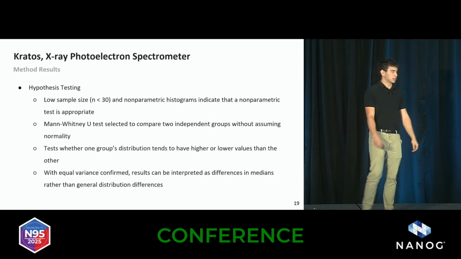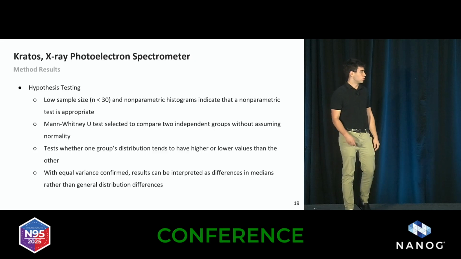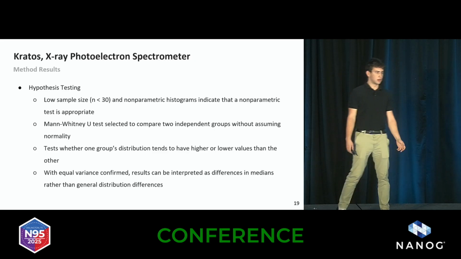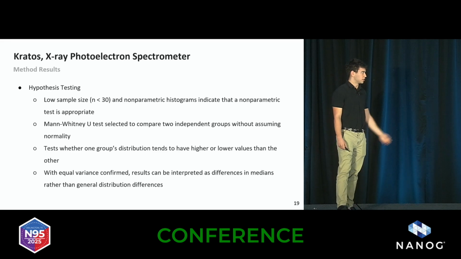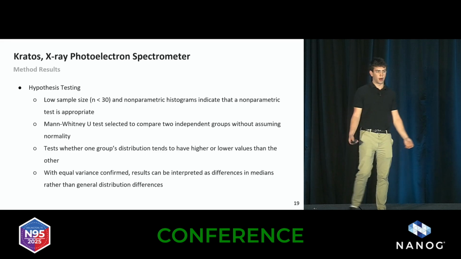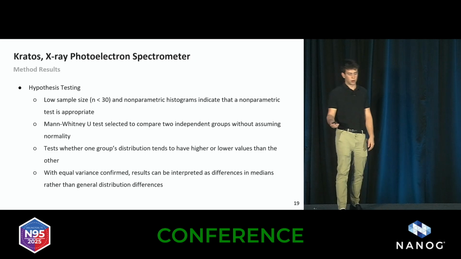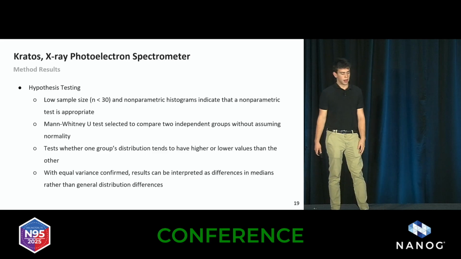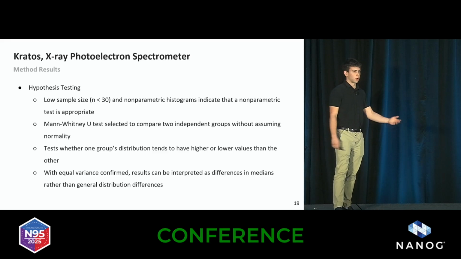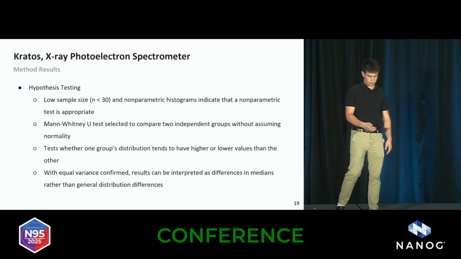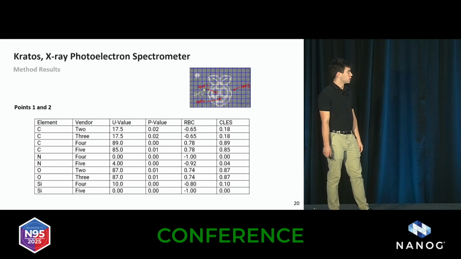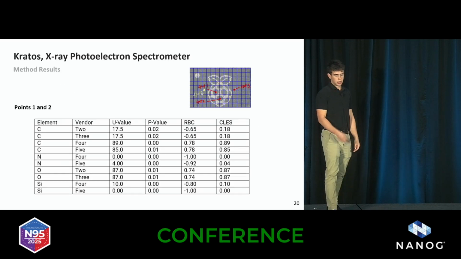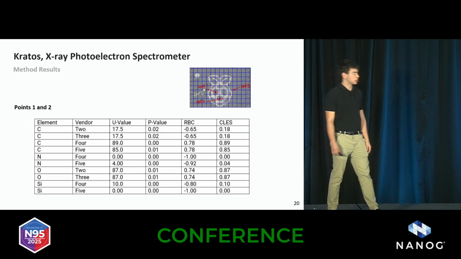So our hypothesis testing was to use Mann-Whitney U. Because of the low sample size and the equal variance that we evaluated, we decided that a ranked order test would be valuable. And that tells us whether one group's distribution tends to have higher or lower values than the other. And it doesn't assume normality, which these samples did not have.